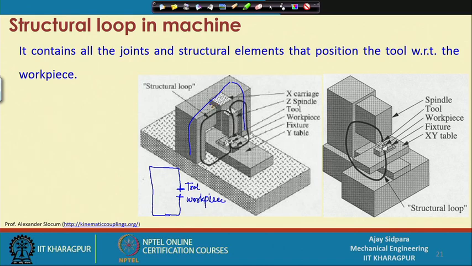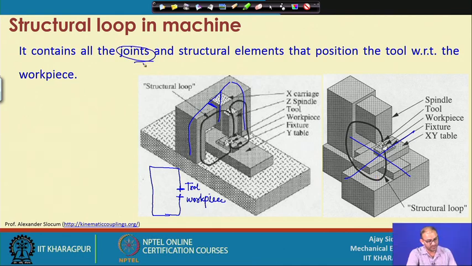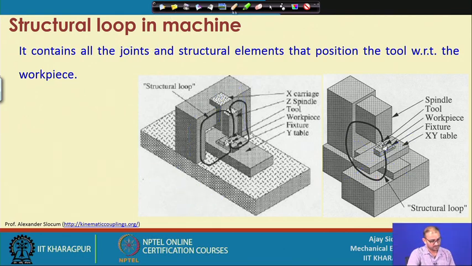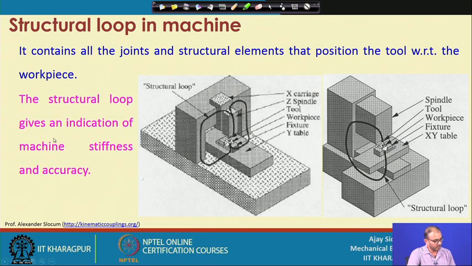And here we know that this thing is moving up and down. So, this is the joint, and then we know the x travel and y travel are also moving in different directions, that is also considered a joint, it is not a fixed one. So, the structural loop gives an indication of the machine stiffness and accuracy.